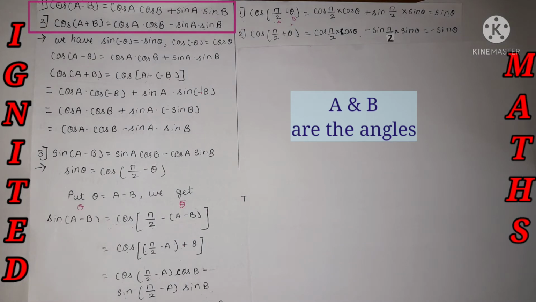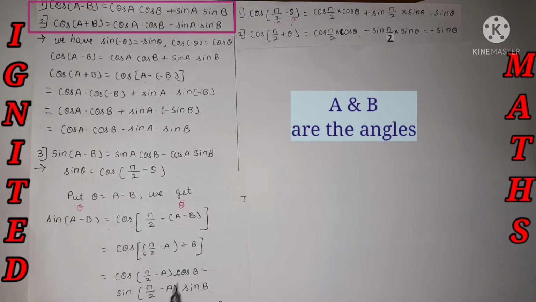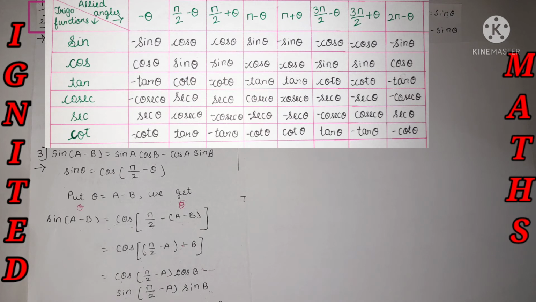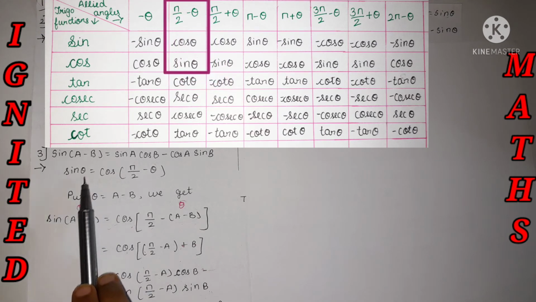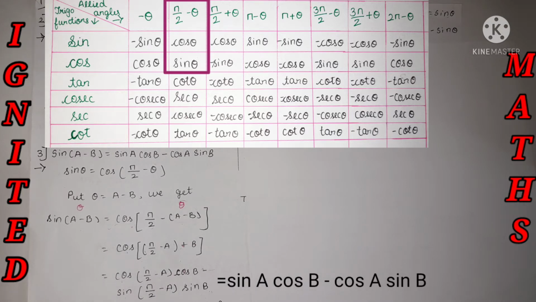Even we can take it in that way also, we can prove it. Okay, so we can prove it in that way, but we know that cos(pi/2 - A) is nothing but sin A. Over here we have mentioned theta as an angle, but over here A is also an angle. So cos(pi/2 - A) is equal to sin A, and sin(pi/2 - A) is equal to cos A.